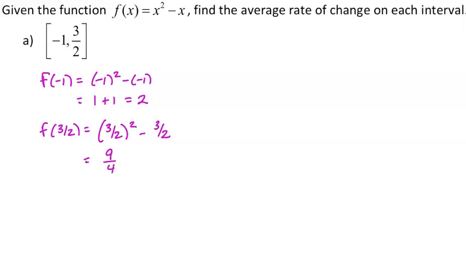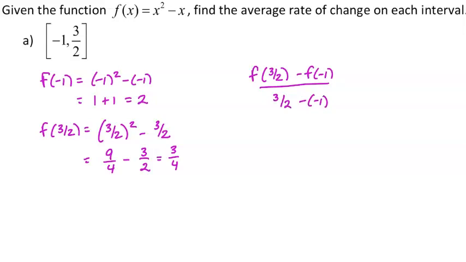So we have 9/4, so 3 squared is 9 and 2 squared is 4, minus 3/2. You can let your calculator help when you're working with the fractions like this, or you can think common denominators. This is like 9/4 minus 6/4, so this is equal to 3/4. So our average rate of change formula is essentially just our slope formula is all that we're doing here. So we'll start by taking f of 3/2 minus f of -1 all over 3/2 minus -1.